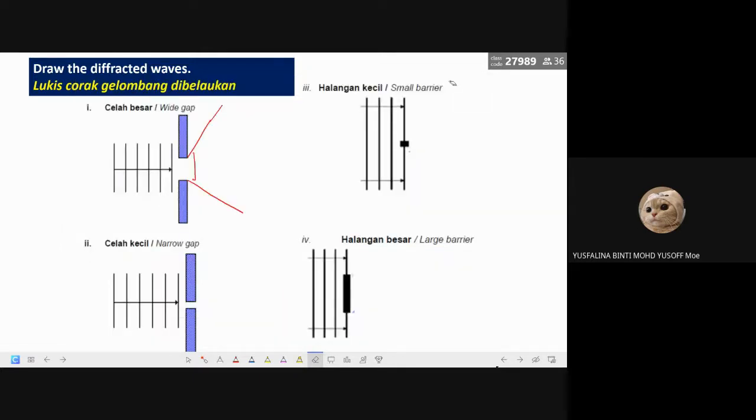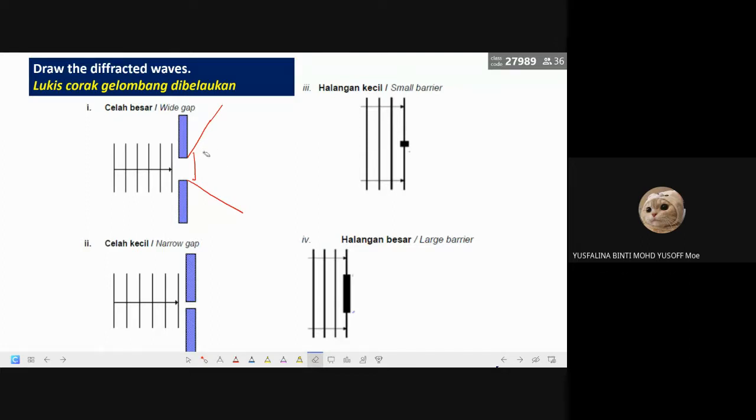It's just the same like the reflection. In reflection also, the speed, the wavelength, and the frequency are the same before and after the reflection, right? So diffraction is also the same. The speed, the frequency, and the wavelength are the same, but the amplitude or energy is decreasing. If we compare, before is higher than after.